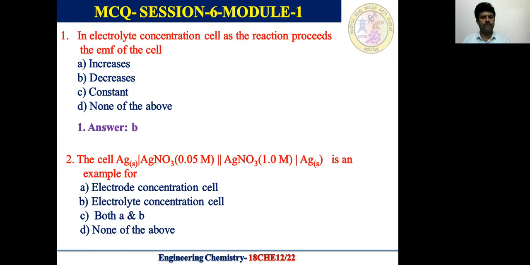Question number 2. The cell Ag | AgNO3 of 0.05 molar || salt bridge || AgNO3 of 1.0 molar | Ag is an example of: option A, electrode concentration cell; option B, electrolyte concentration cell; option C, both A and B; option D, none of the above. If you look at this cell representation, the electrolyte concentrations are different. Hence, the right answer is option B, that is electrolyte concentration cell.